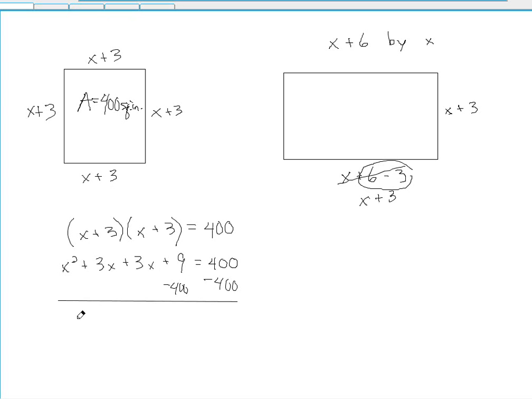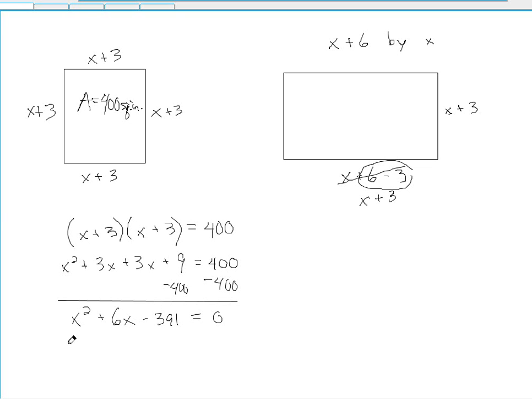And you end up with x squared plus 3x. I'm sorry, that's actually 6x. We combine those two terms there. There we go, combined like terms. And you have a negative 400 plus 9, which is a negative 391 equals 0. So we've got to think of some factors of 391, a little bit challenging here, right, that are going to give you a 6 when you add them together.